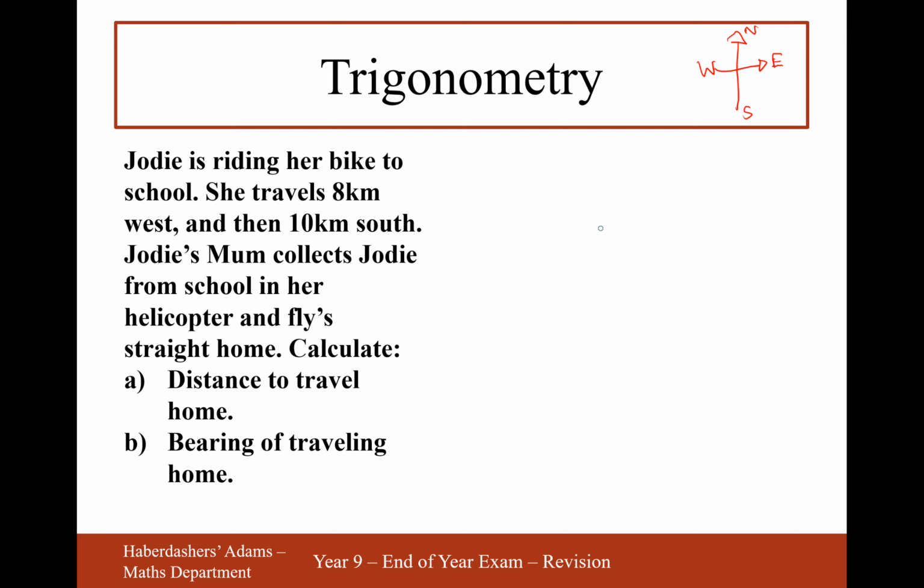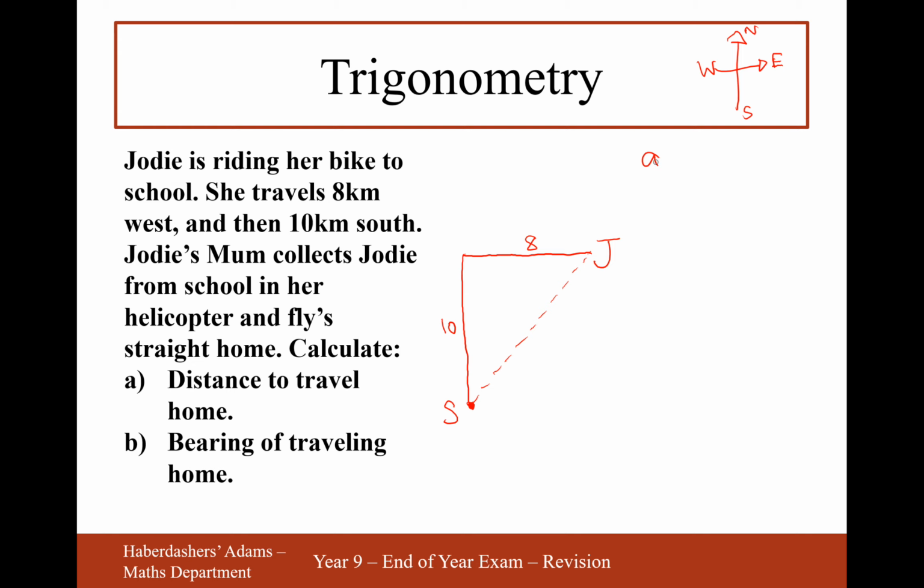So let's write out Jodie. We'll put Jodie in the middle of the page because I'm not too sure which way she'll go. She travels 8 kilometres west. Okay, west is to the left. So 8 kilometres in that direction and then 10 kilometres south. So 10 kilometres south. So Jodie ends up here. And this is school, so I'll put S here. So Jodie's mum collects Jodie from school in a helicopter and flies her straight home. So straight home to Jodie's house. Calculate the distance to travel home first.